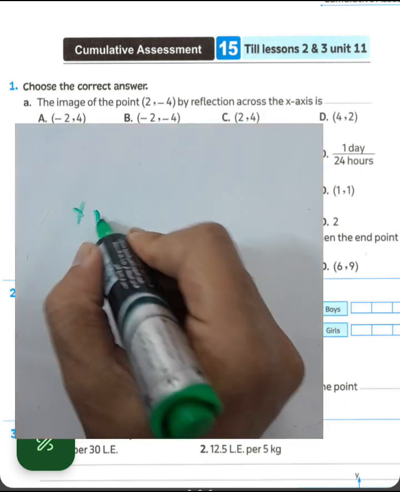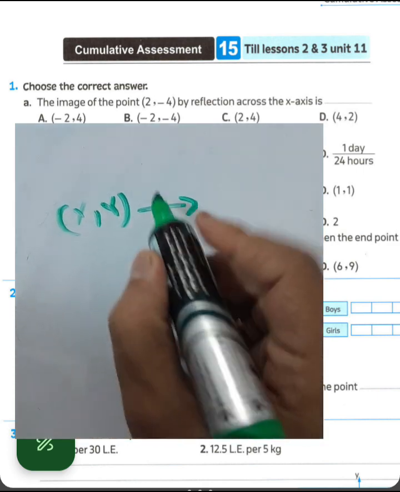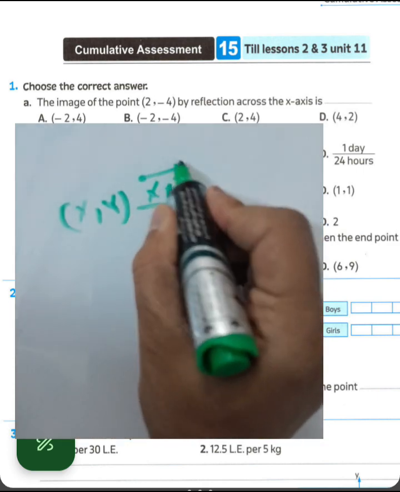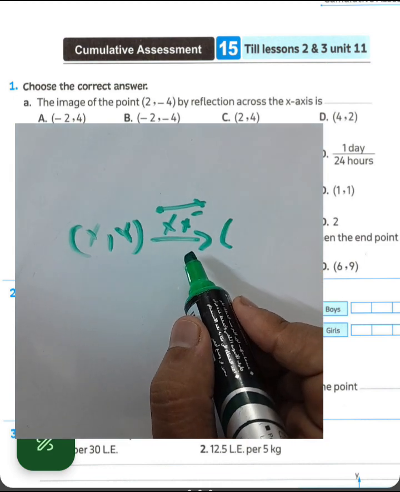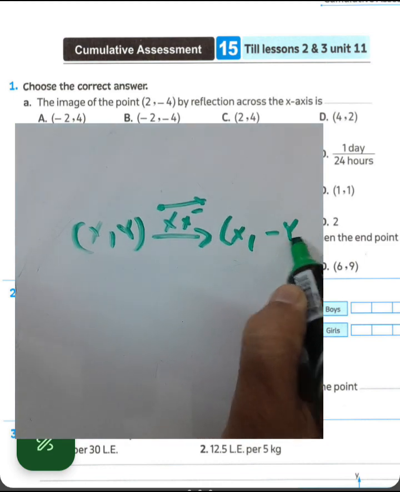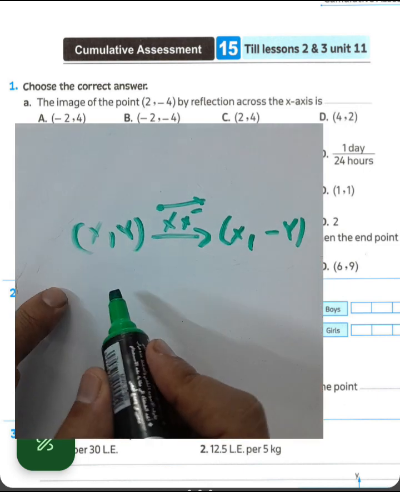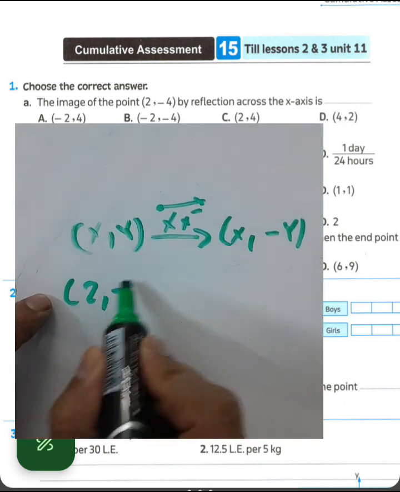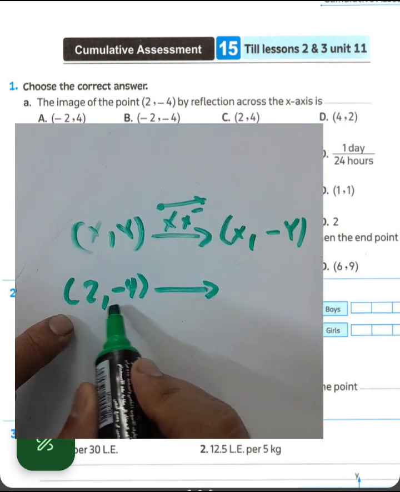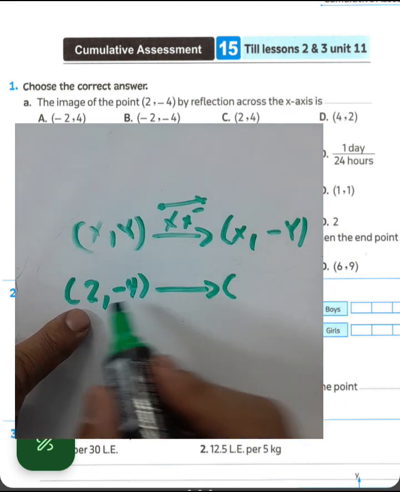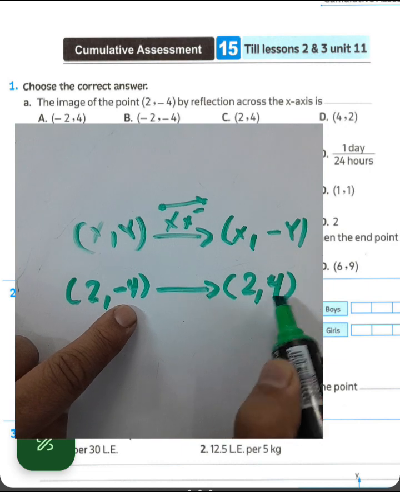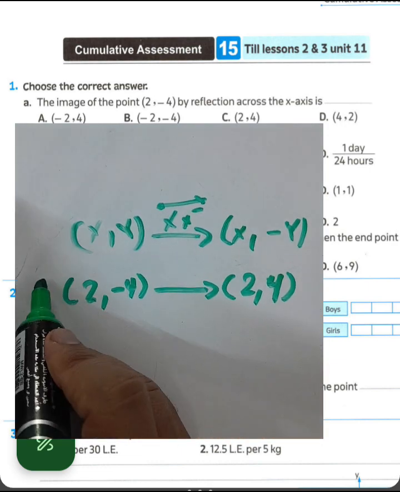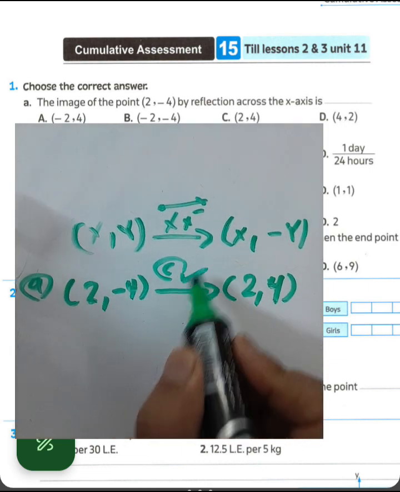We have the rule about the point (x, y). If you want to find the reflection about the x-axis, we must put x here and change the sign of y. Put x and change the sign of the second coordinate. In this example we have the point (2, -4). The reflection about the x-axis: put x here and change the sign of y. It will be 4. Then the result will be (2, 4). Choose letter C.